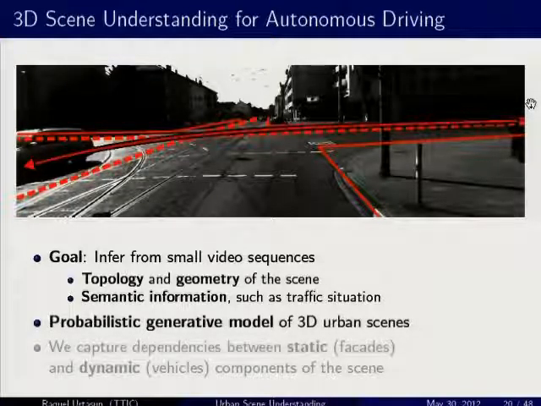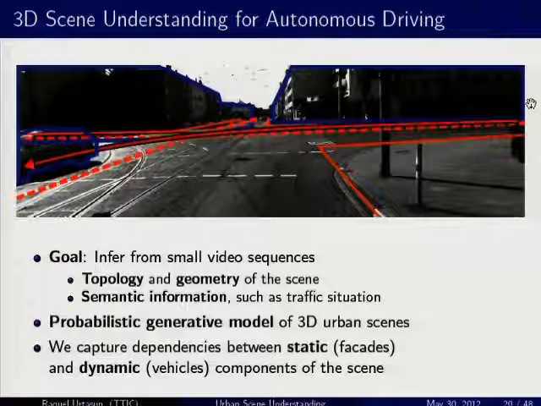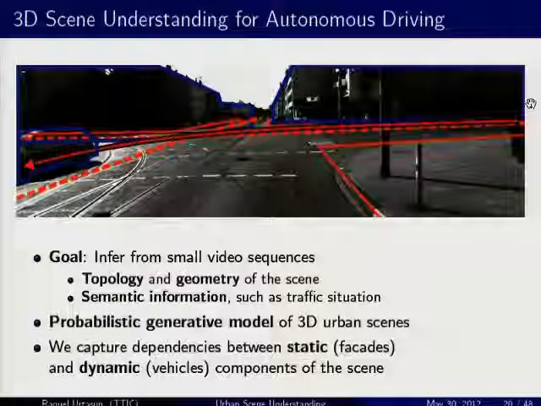The way we tackle these things is by using probabilistic generative models. We build different models for monocular and stereo, and I will tell you a little bit about these two models in a bit. What was important was to try to model the dependencies between static and dynamic information. When we have cars moving, this is a very important cue that we need to use in order to do this estimation.